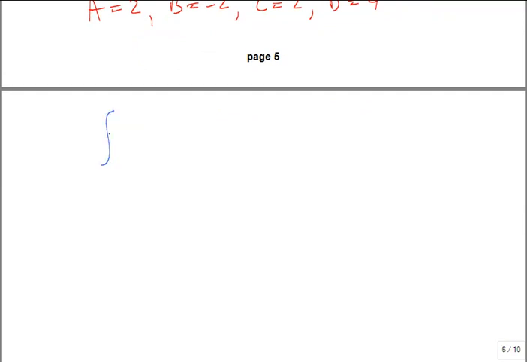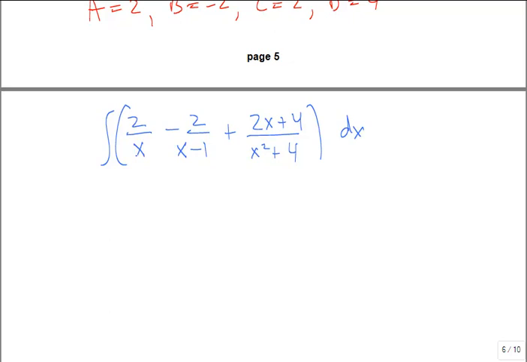So what we're integrating is 2 over x, that was our a, minus 2 over x minus 1, that was our b fraction, plus 2x plus 4 over x squared plus 4 dx. So there were the three fractions that we had. Now I like to break these up, so I'm going to take this first fraction, pull the 2 out, and just write this as 1 over x dx. And then I'm going to take this 2 out and write this as 1 over x minus 1 dx.